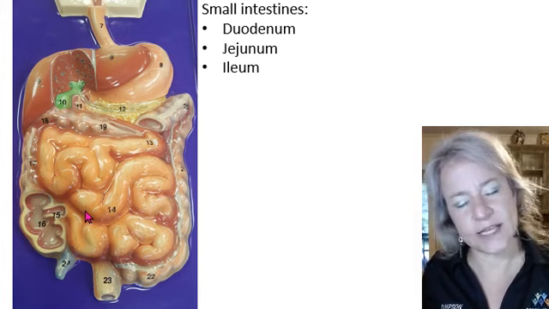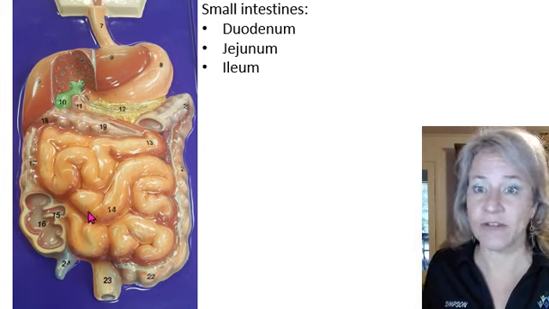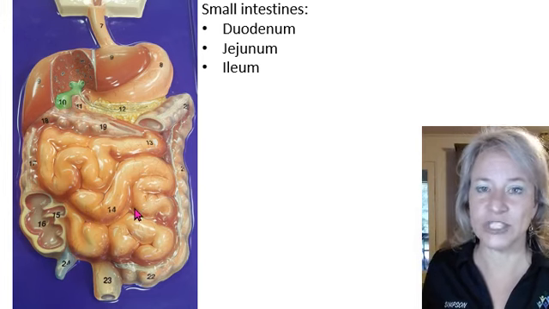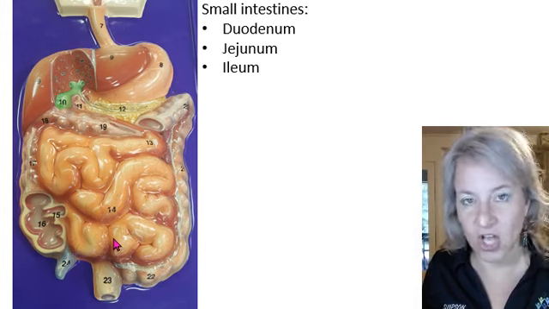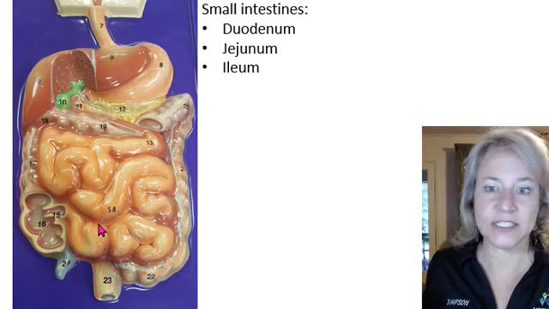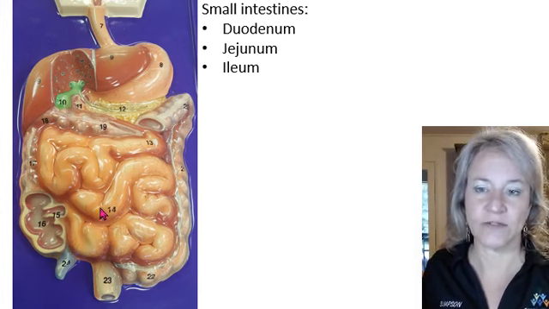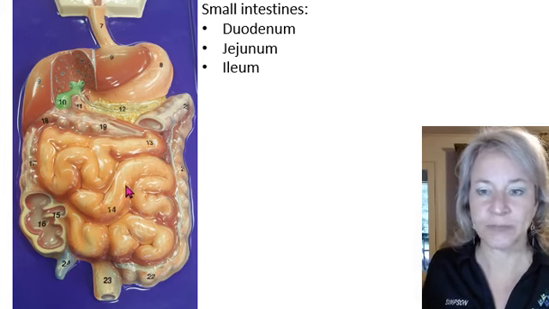And again, it's a combination of digestion and absorption, but you're going to have a lot of absorption because by this point it should be fully digested. So this is like 25 feet long. By the time you get to the ileum, it should be digested. And so therefore there's going to be a lot of absorption.